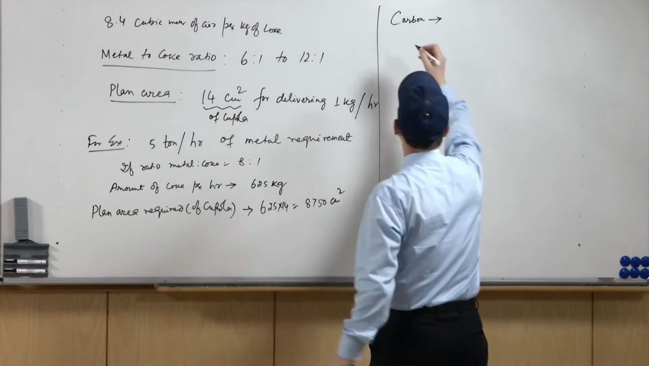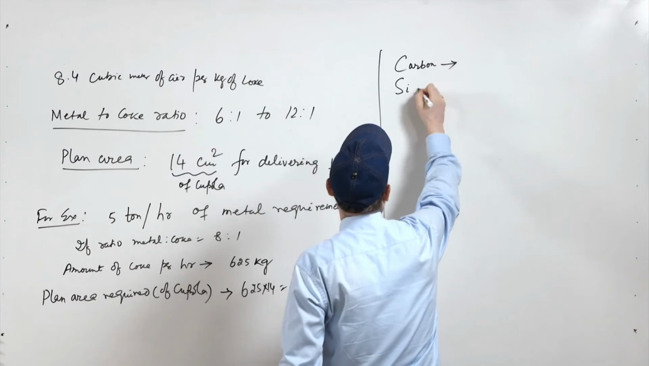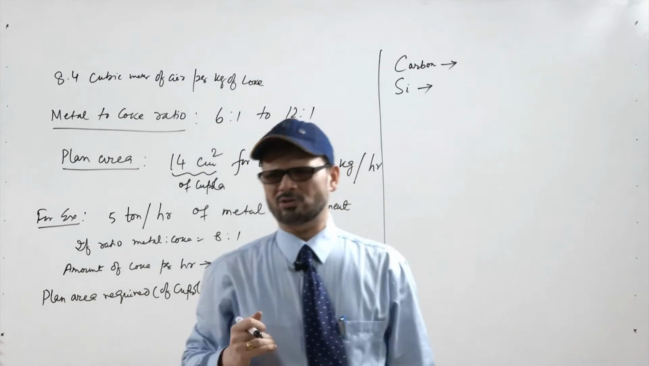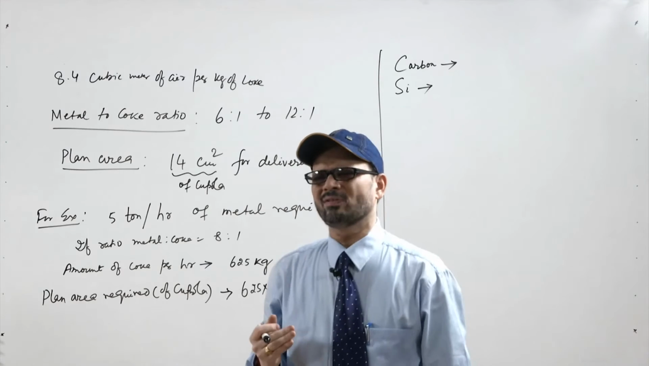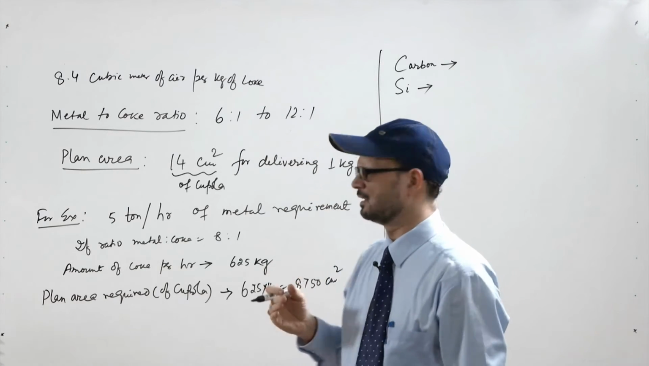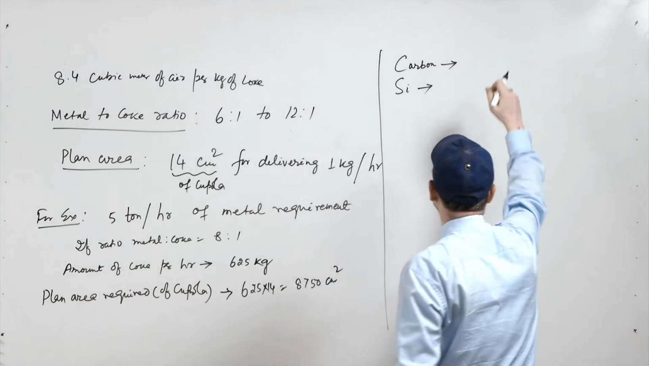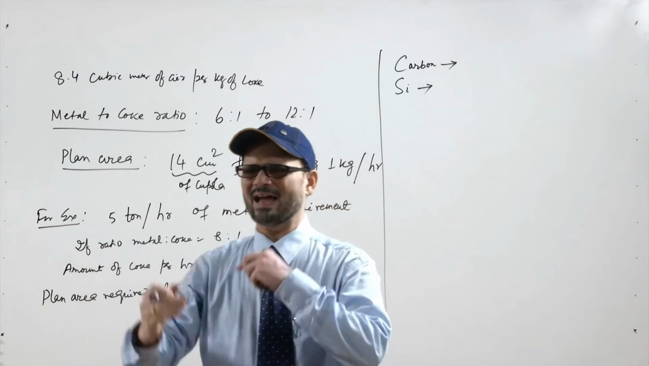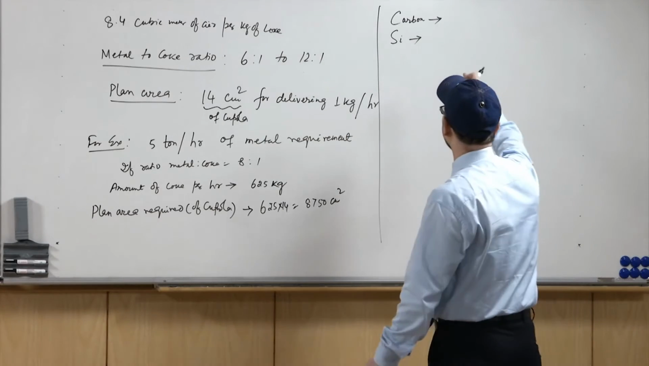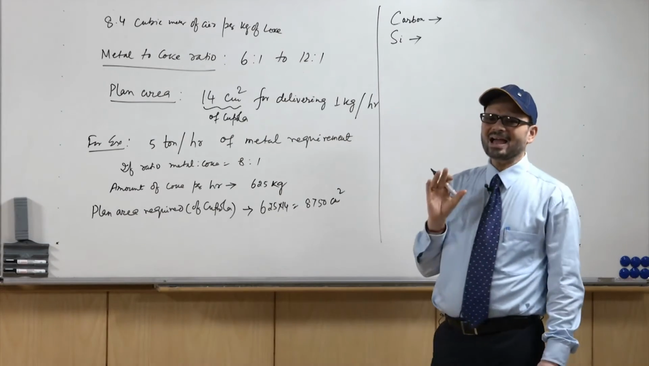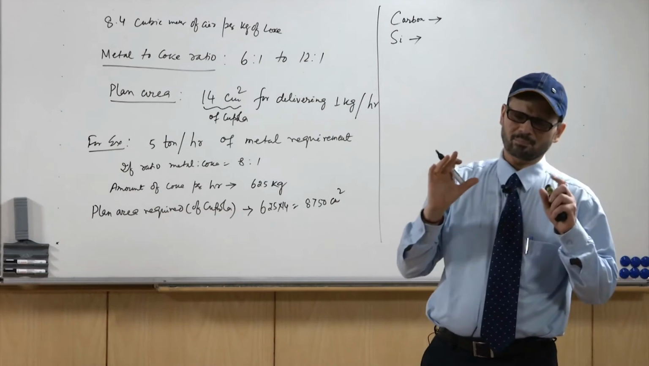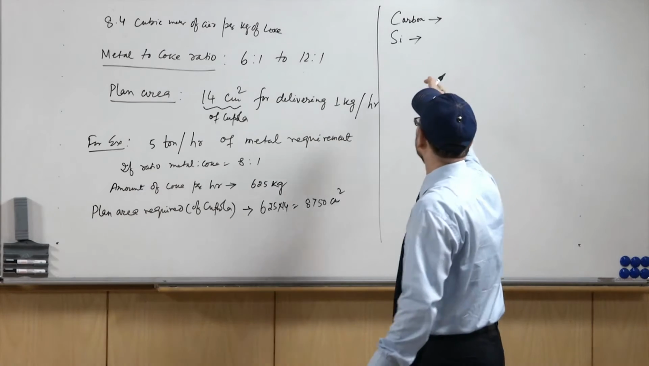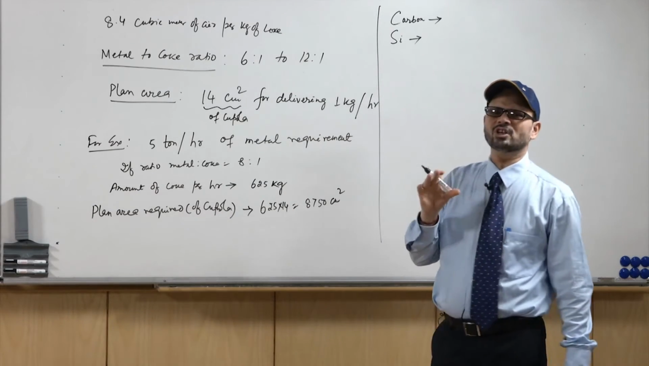Then coming to silicon. Silicon is basically lost during the process. There will be a loss of 10 to 15% of silicon when the melt comes down, during the combustion process, and this silicon has to be balanced. You have to provide extra silicon to have the composition within limit.